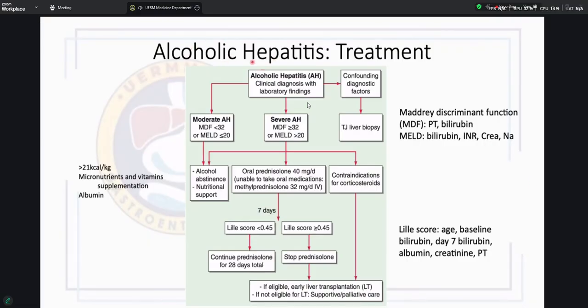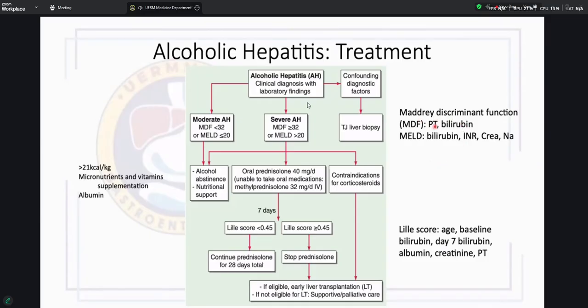Let's now go to the treatment of alcoholic hepatitis. When we suspect alcoholic hepatitis, first, if the diagnosis is in question, like if there are confounding factors such as the presence of viral hepatitis or other liver conditions, then it is best to do a liver biopsy. If clinically it is alcoholic hepatitis, we check if it's moderate or severe using either the Maddrey discriminant function or MDF or the MELD score. So, using these scoring systems, short-term mortality can be predicted.